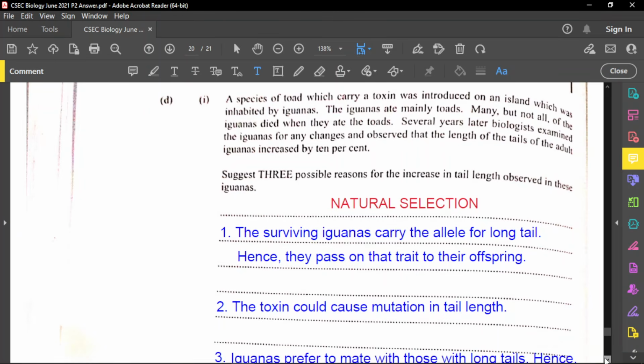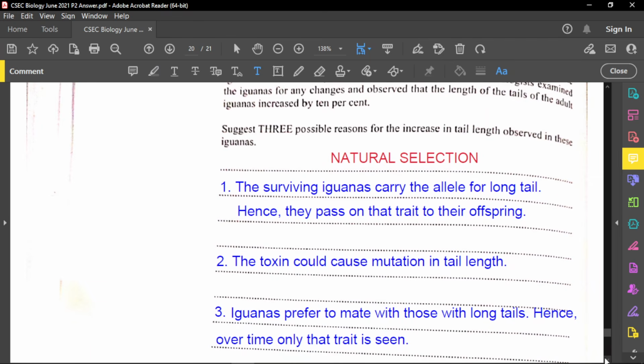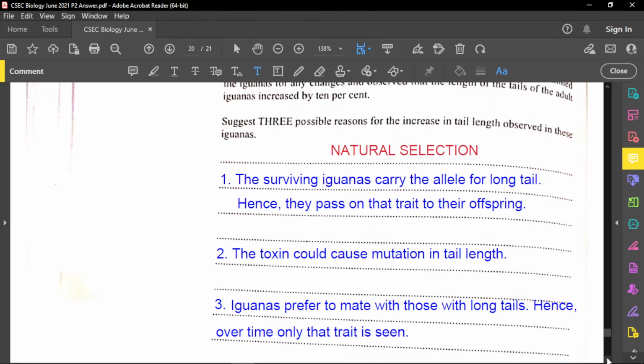And here now, a point to note why we may see longer tails, and this I think is 3 marks. Here it said now the surviving iguanas carry the allele for long tail, and so hence they pass on that trait to their offspring. So that's one possible reason. The next reason is that the toxin could cause mutation in the tail because chemicals and any changes also could lead to mutation. And mutation is a random thing, but you can have triggers such as chemical triggers, environmental pressures. Different things could lead to mutation. All right, there's no specific reason for it or no specific cause, but it's a random process.